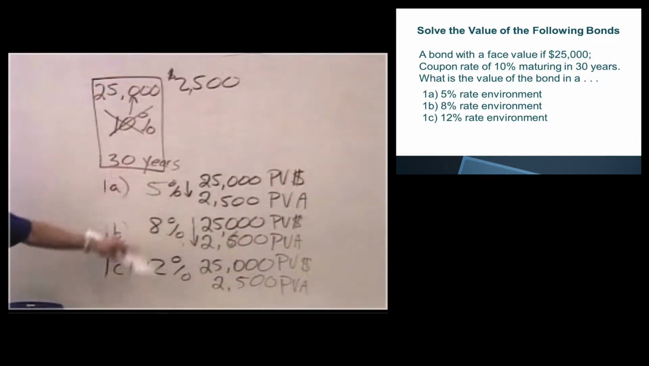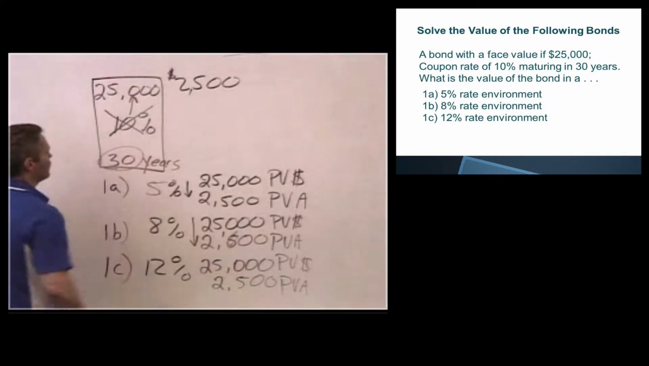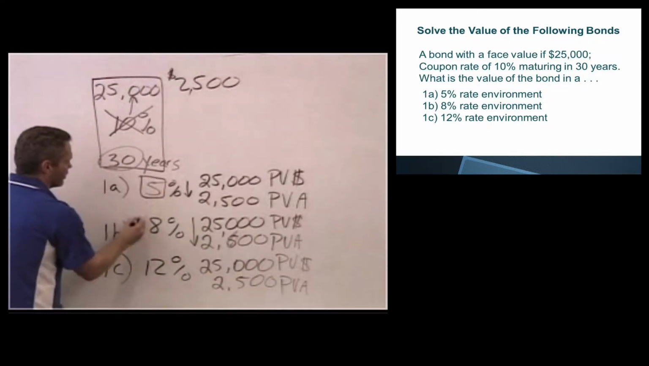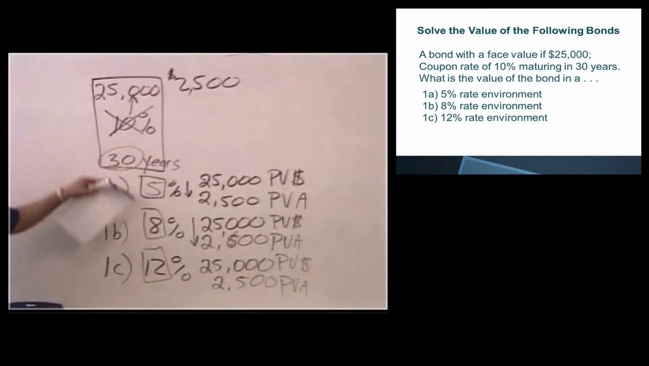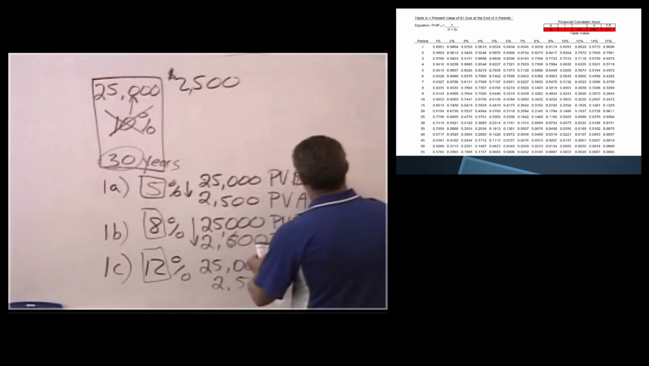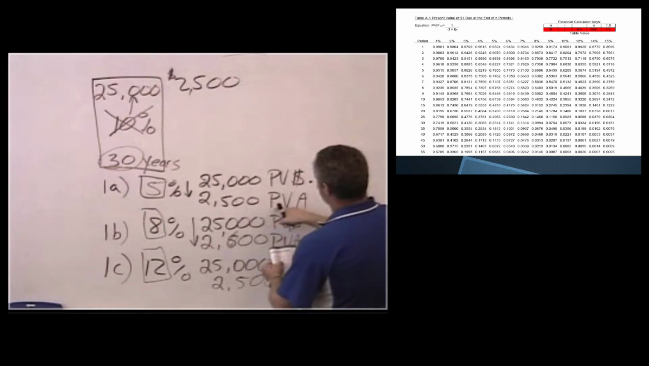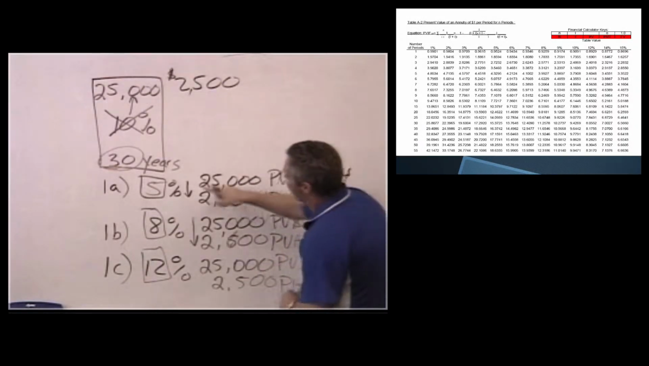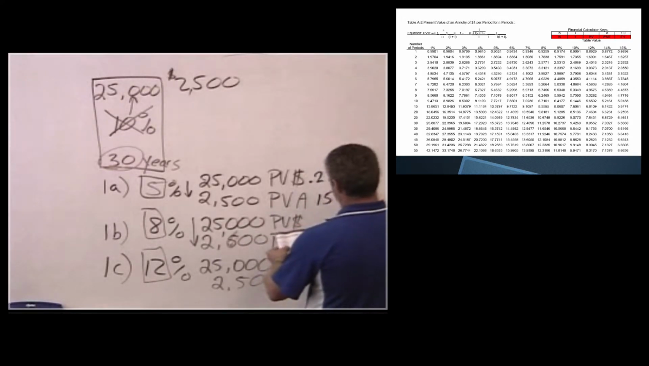All right, so now what I'm going to do here is fill in my factors using n of 30 and my different interest rates. So I'm going to have a different factor for each one because I have a different interest rate. Although n stays the same for everything because my bond is 30 years. So on the first one, you can take 25,000 times the present value of $1 factor of 0.2314, and 2,500 times present value of an annuity, K equals 5, N equals 30, gives us a factor of 15.3725.